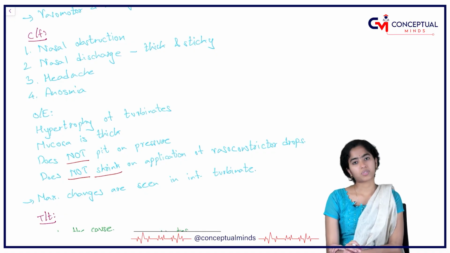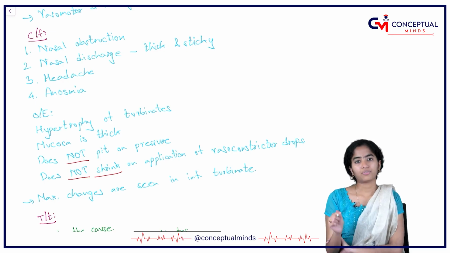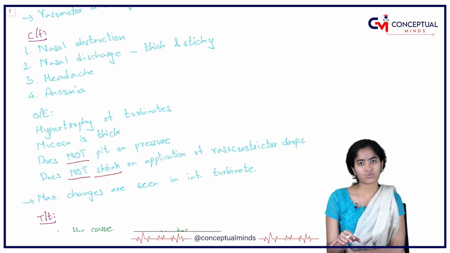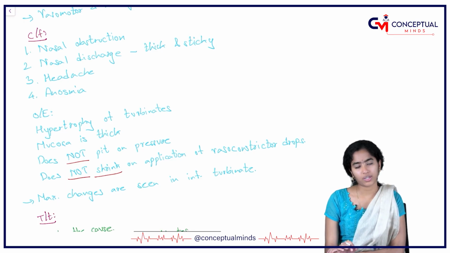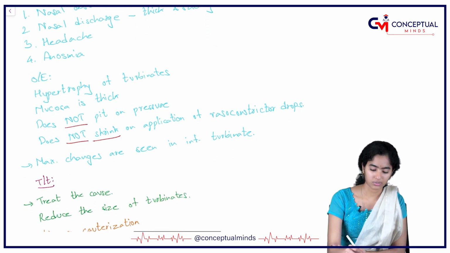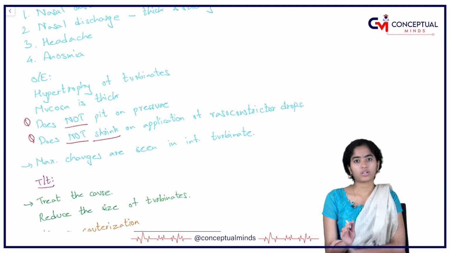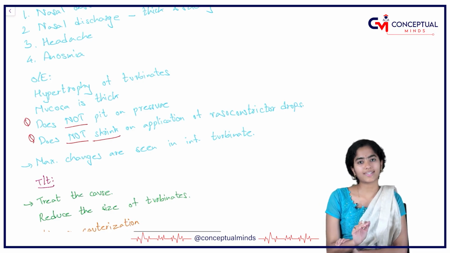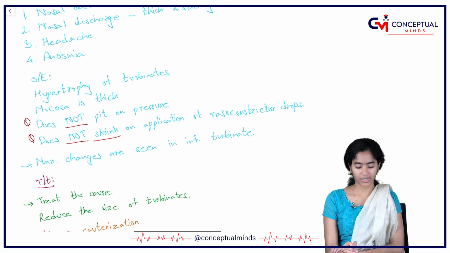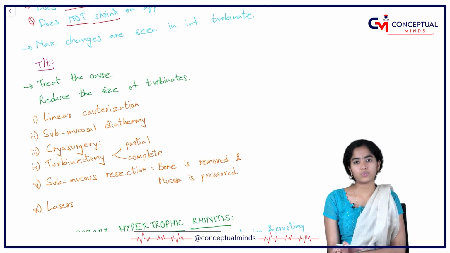Upon examination, we observe that the turbinates are hypertrophied and the mucosa is thick. And if we apply pressure, it is not pitting. And even if we apply vasoconstrictor drops, there is very minimal shrinkage or no shrinkage at all. This is important. So in a given case scenario or a clinical scenario, this helps you to identify or differentiate between chronic simple rhinitis and hypertrophic rhinitis.